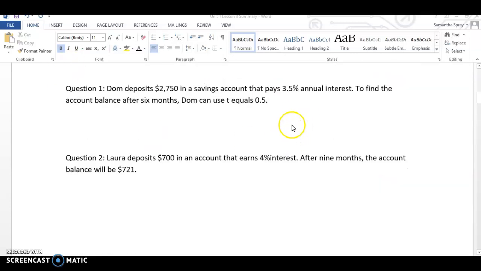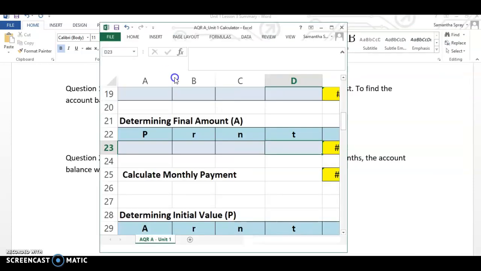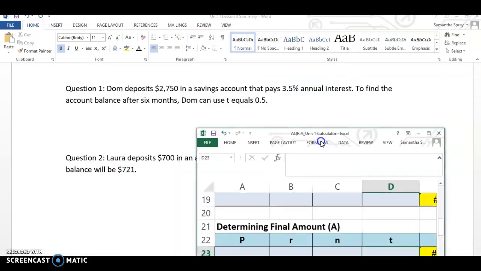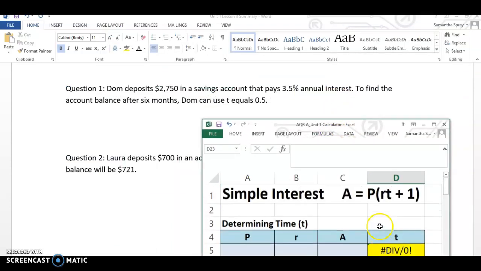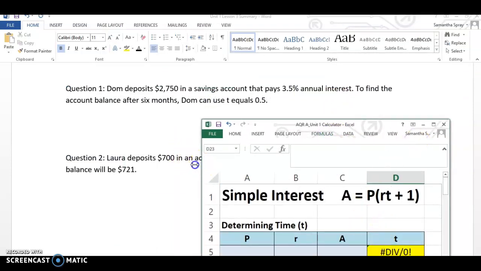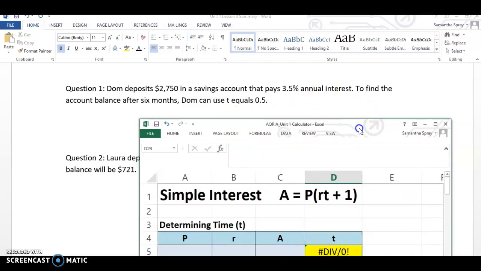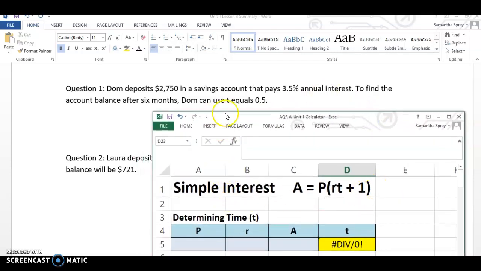So let's look at some of these questions. For question number 1, it says Dom deposits $2,750 in a savings account that pays 3.5% annual interest. To find the account balance after 6 months, Dom can use T equals 0.5. So what I'm going to do here is get out my Excel calculator. If you notice at the top, it says simple interest. Right now, we're talking about simple interest, so this is what I want to use.